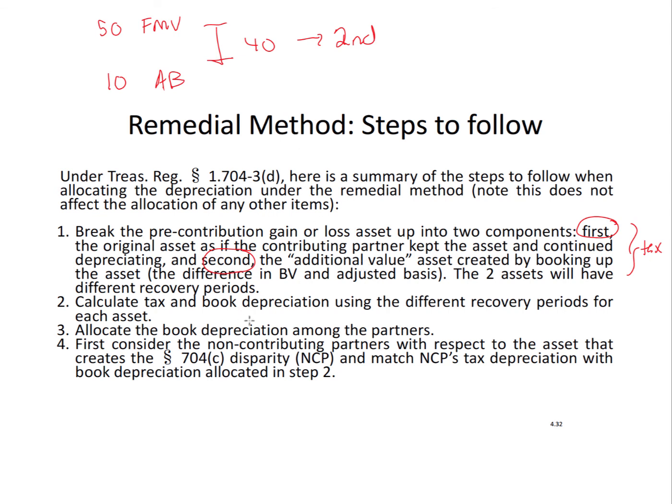Then we calculate tax and book depreciation using the different recovery periods for each asset. So what we do is we base the $10 and the $40, we do book tax, book tax. Okay, so the third step now is allocate the book depreciation among the partners. We've done that before. The fourth is first consider the non-contributing partner with respect to the asset that creates the Section 704C disparity, and the NCP, the non-contributing partner's tax depreciation, should match step 2.